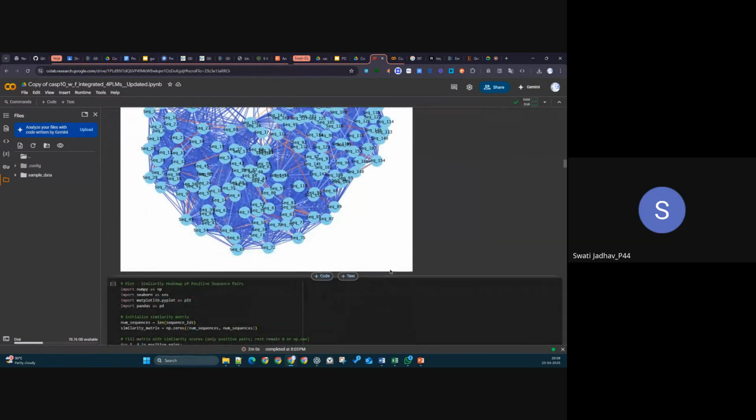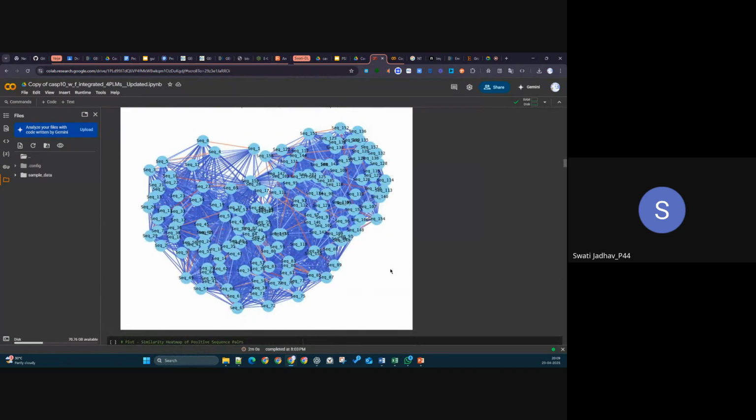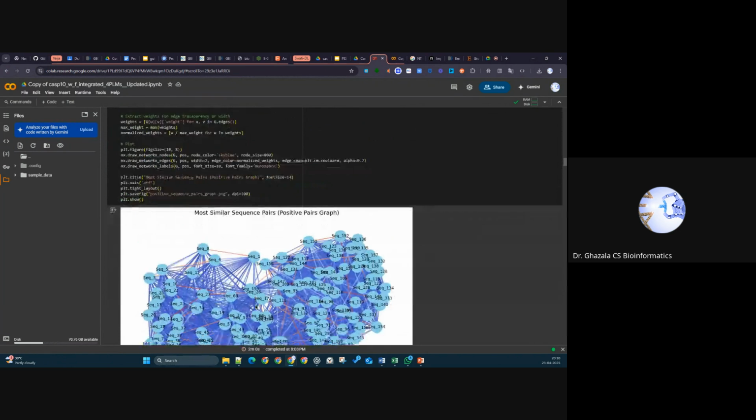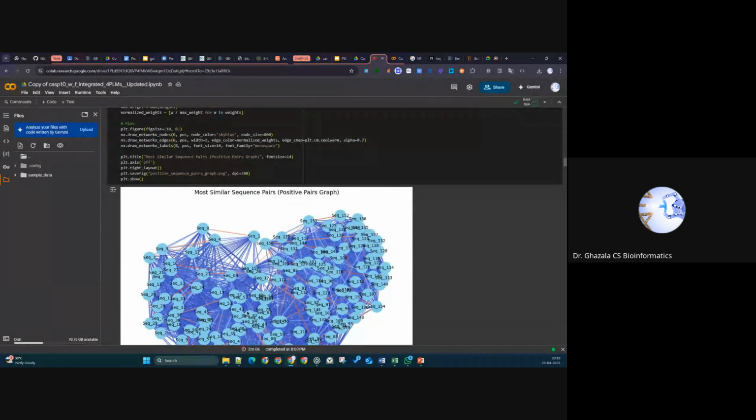So we are comparing, for example, sequence 1 with the remaining 157 sequences, then sequence 2 with the remaining 157. Sequence zero is sequence one. So this is connected to sequence one and then all the other sequences, and depending on the distance, it will show a different color for whether it is a positive pair or a negative pair. Depending on that, the edges are colored here. If it is positive, then it is sky blue, otherwise different.